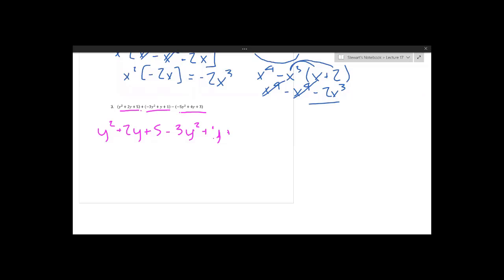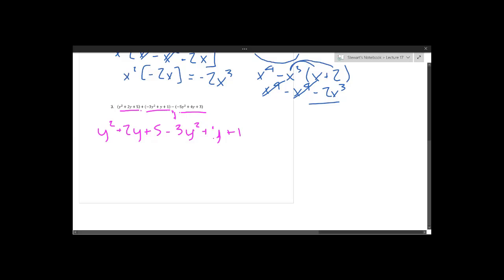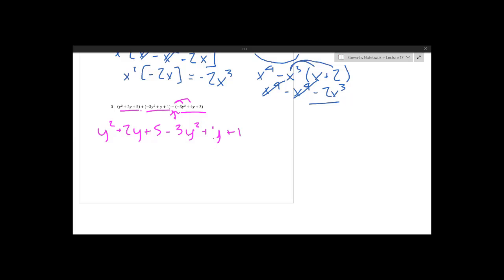Plus y plus 1. And then here is the only place where we're going to have a change, because we have a -1 times everything, so we have to distribute that -1 inside these parentheses. -1 times -5y squared is going to be positive 5y squared. -1 times positive 4y is going to be -4y. Then -1 times +3 is -3.